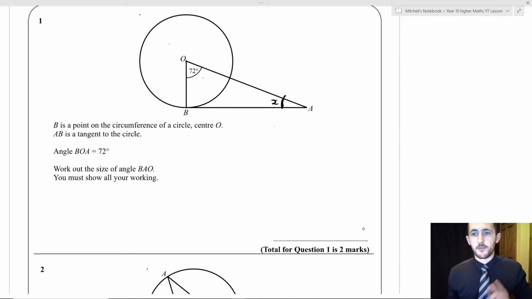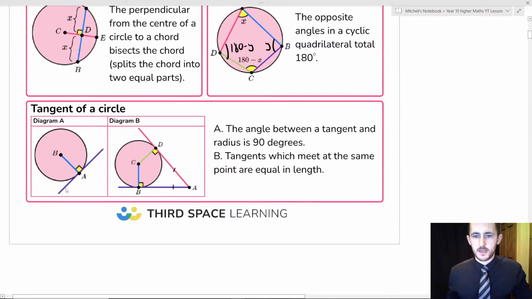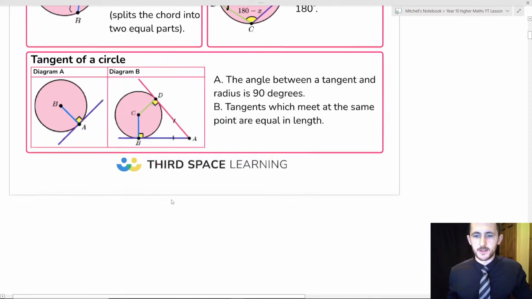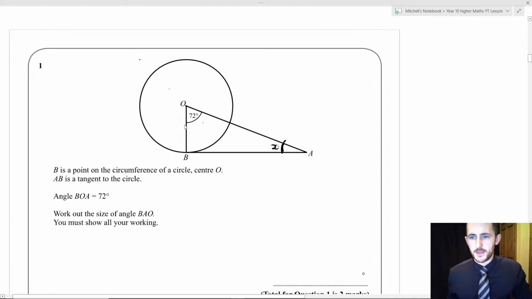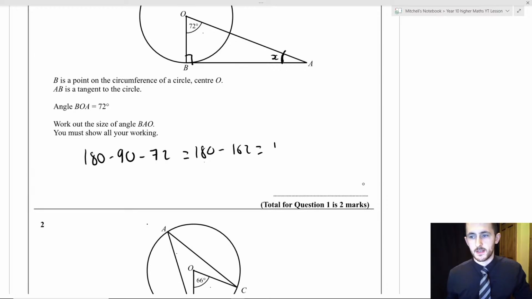If you remember the circle theorem we just did, the radius always meets the tangent at 90 degrees. This is the radius because it's a line going from the middle to the circumference, and that's a tangent, which means this angle here is a right angle. So all we're doing now is 180 minus 90 minus 72. So 90 and 72 is 162, and 180 minus 162 is 18 degrees. Good.